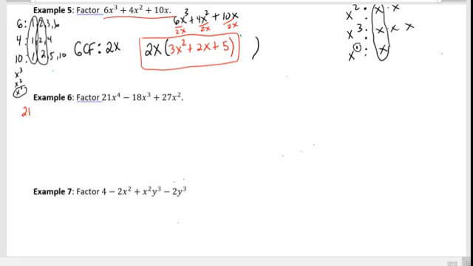We have 21, 18, and 27. So 1 times 21, 3 times 7 are the factors. And then for 18, we have 1, 2, 3, 6, 9, and 18. And for 27, we have 1, 3, 9, and 27. So we can see here that the greatest common factor is 3.